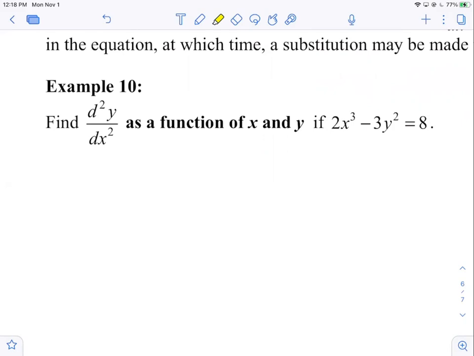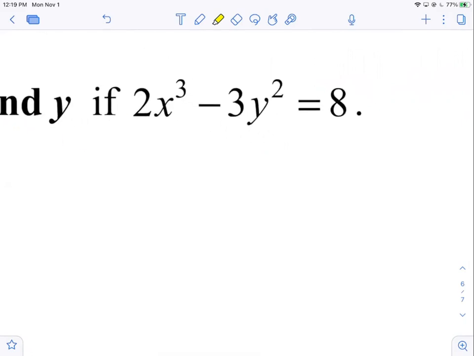Now, to get to the second derivative, which, by the way, that's what this is, right? D squared y over dx squared. It's the same as y double prime. We have to go through the first derivative. And it's not solved for y, but we're not going to solve it for y because it would require 2 equations. So let's just take the derivative with respect to x as it sits.